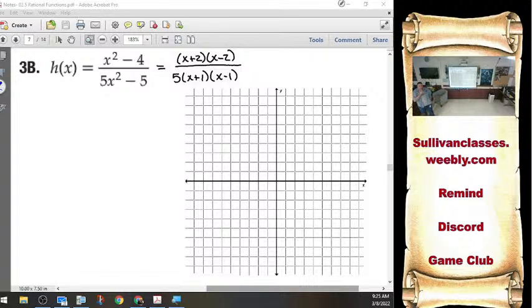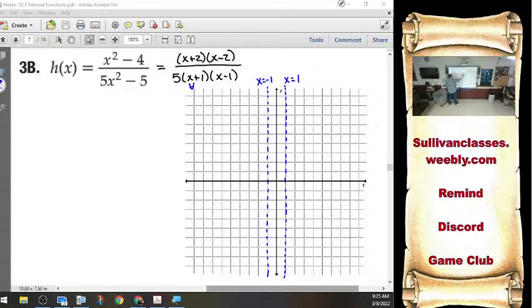So this is how my keys usually look. I have both the original and the factored form next to each other, so that these will tell me vertical asymptotes at plus or minus 1. Words are hard. Oh, okay, yeah, that one's fair. X equals -1, x equals 1.